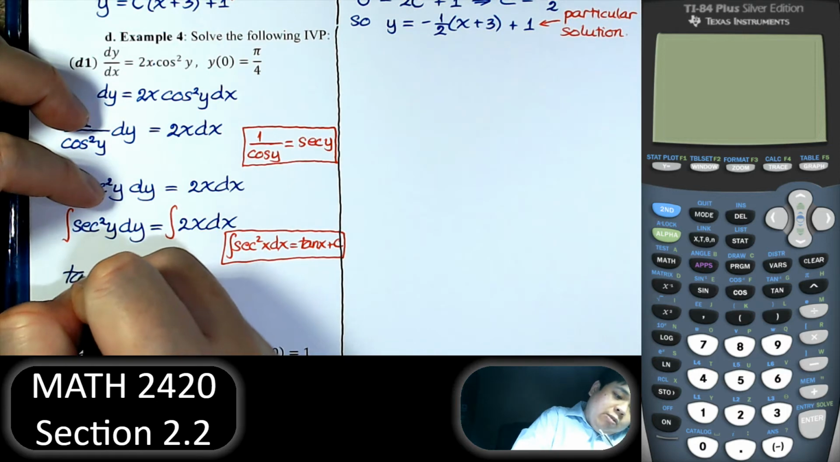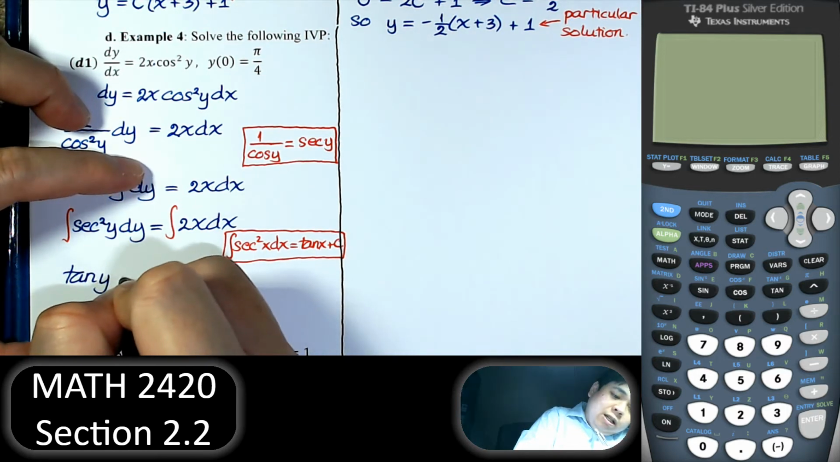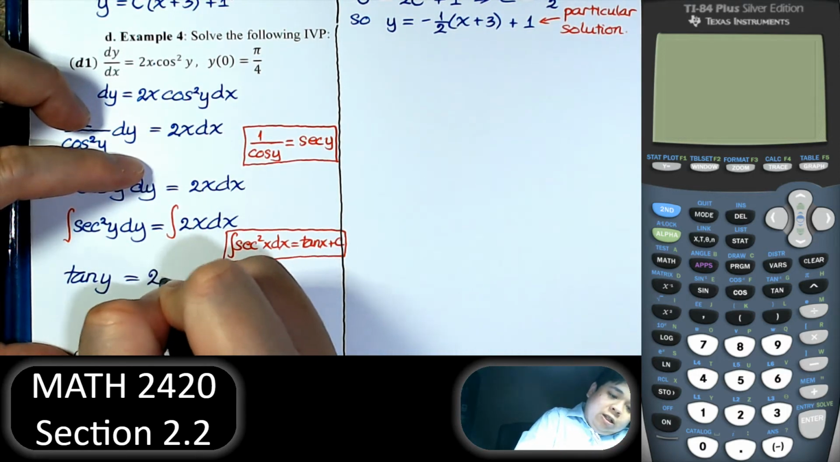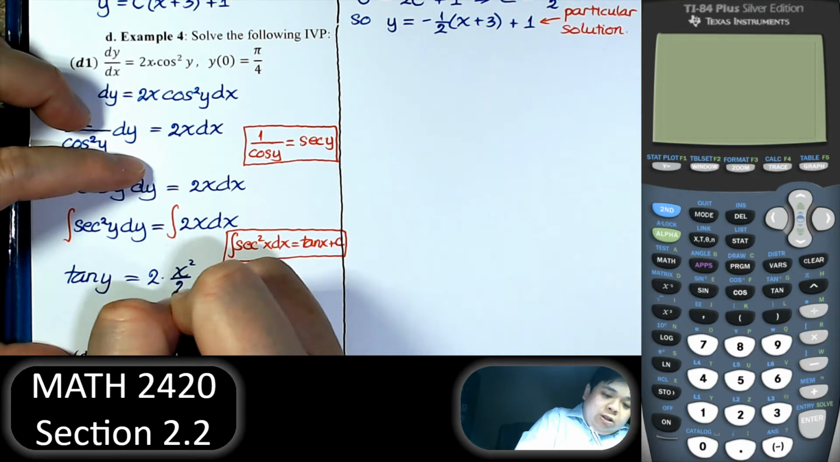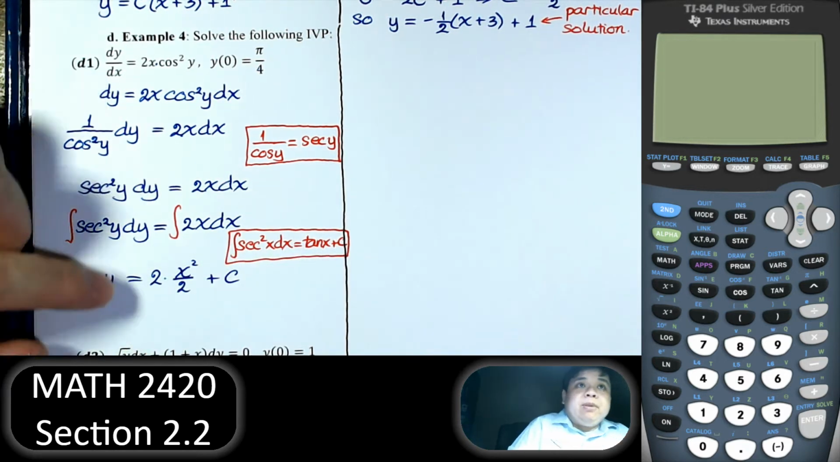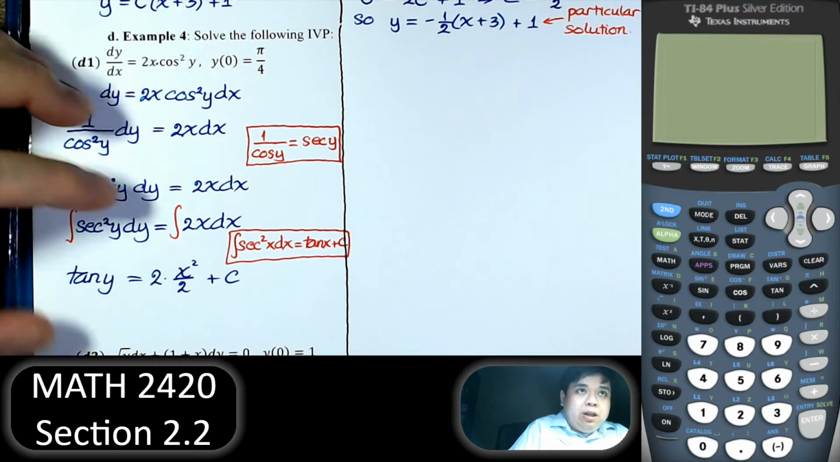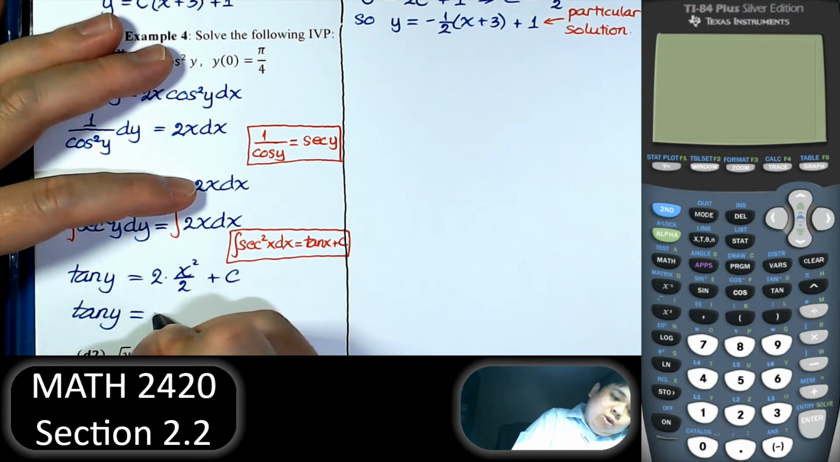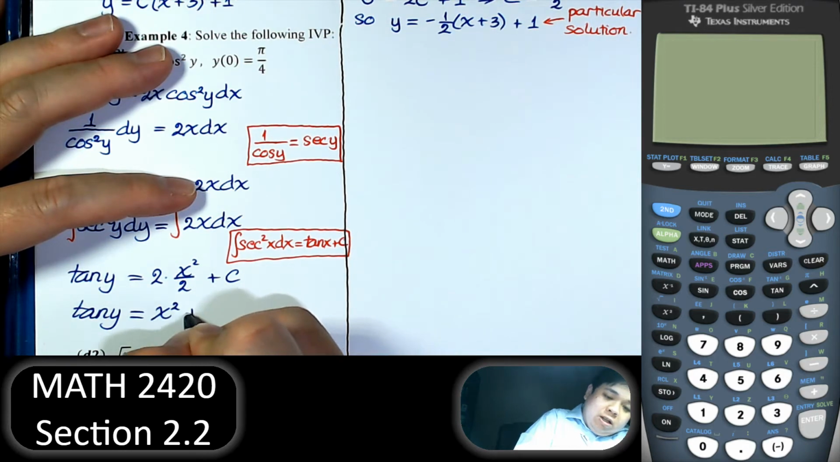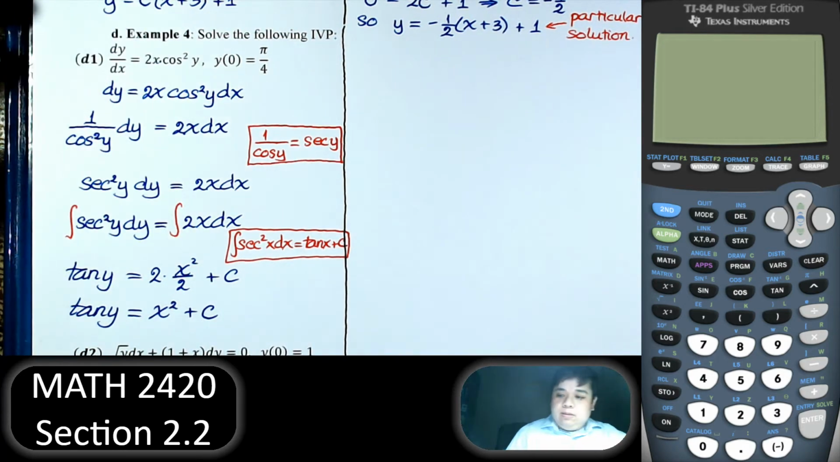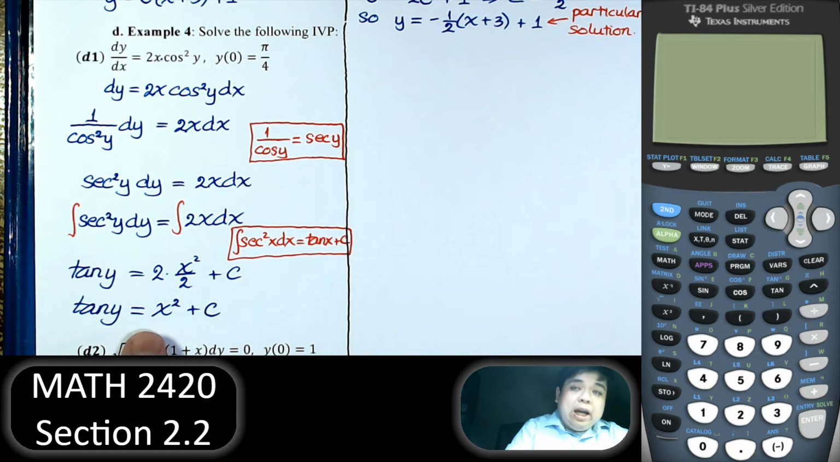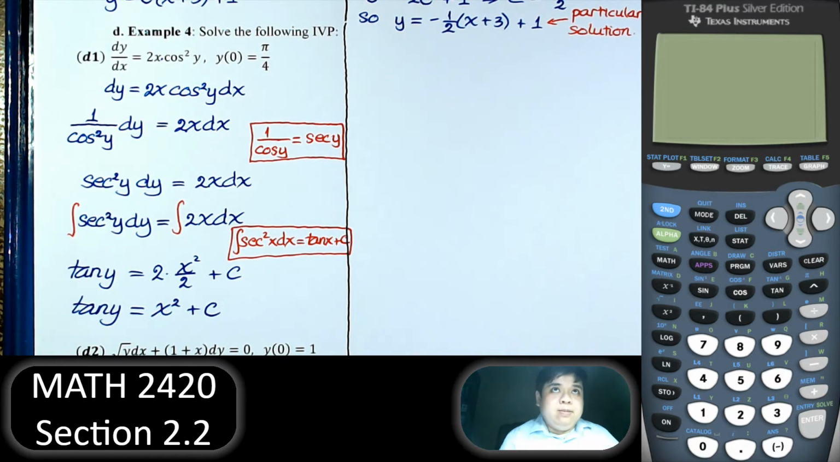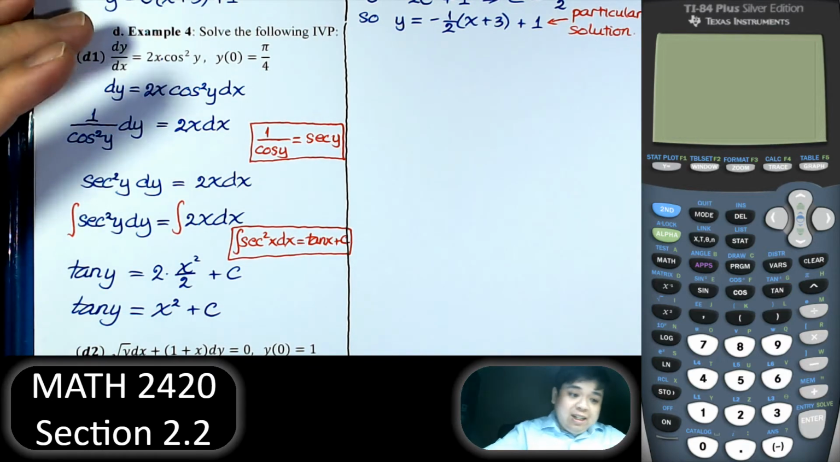So I have tangent of y equal to integral of 2x, x squared over 2, plus a constant c. Cancel out the 2. We have tangent of y equal to x squared plus c. Right, so this is the implicit solution. We have an equation relating x and y together. Right, but this one we need initial value problem, so it's a little more than just that.